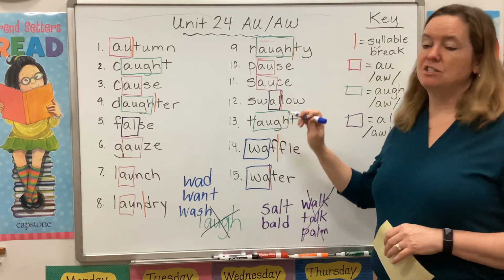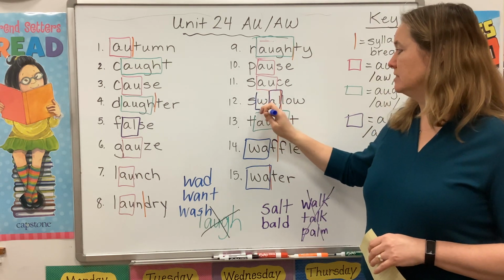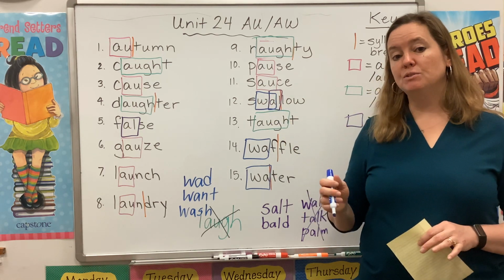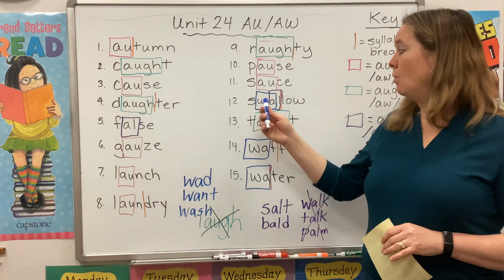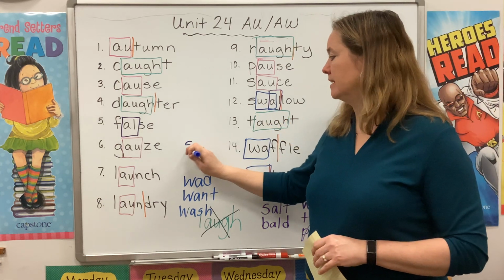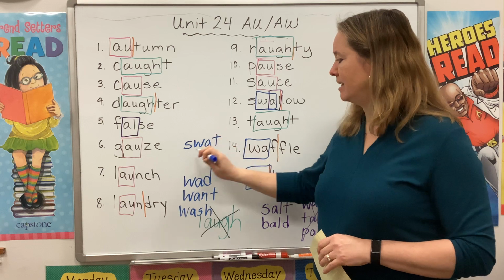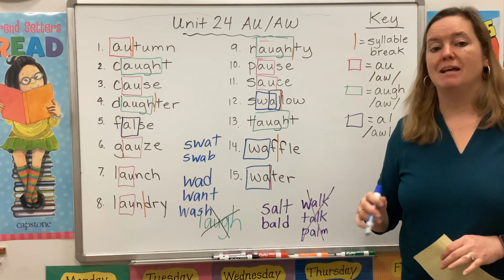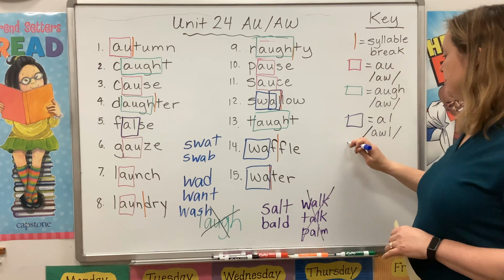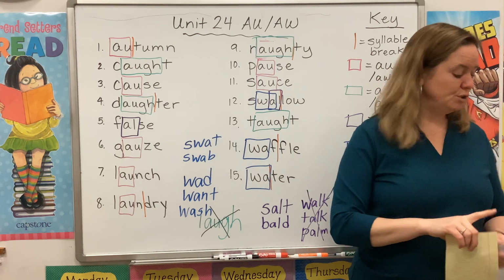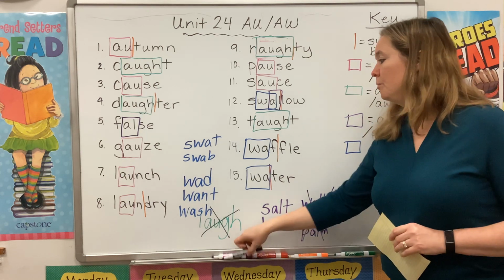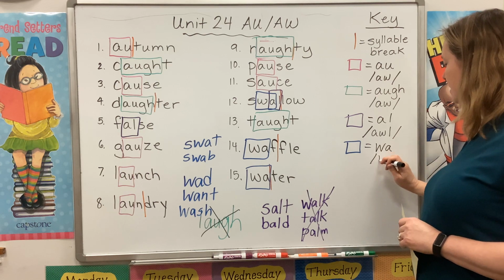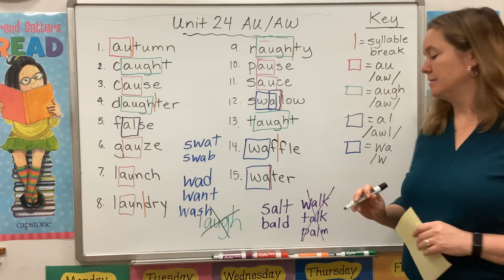And I know we already talked about the AL here, but there's the WA in swallow, okay? So whenever you see a word that starts with WA or SWA, by the way, in words like swat, like you swat flies, or swab, like a Q-tip, that is going to make the ah sound as well. So wherever I drew a blue box, we have WA making the wah sound.